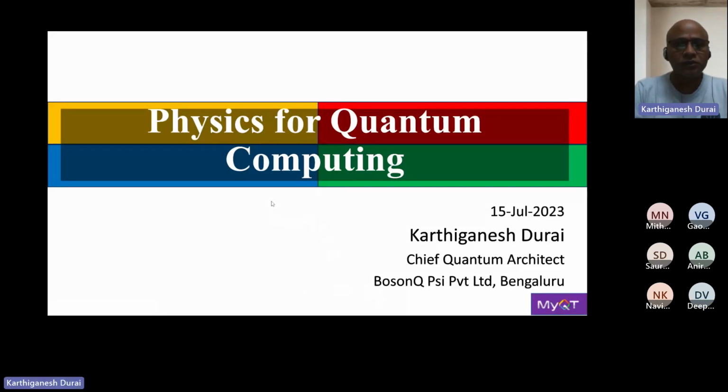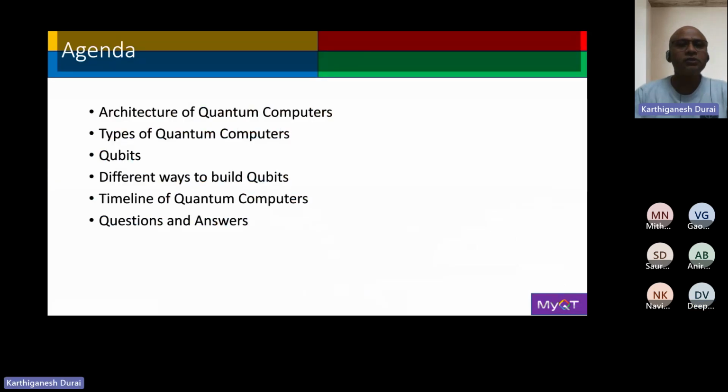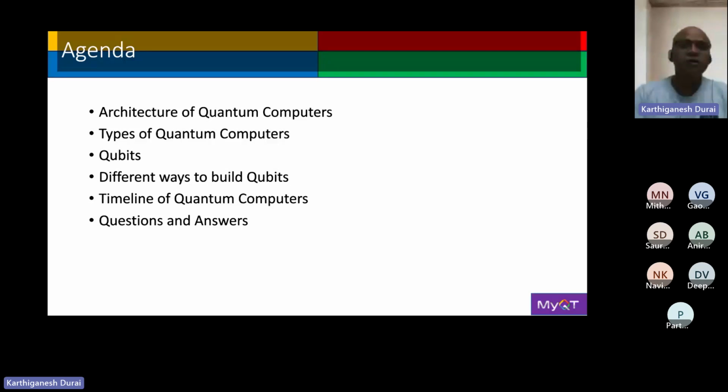So let us continue. Today's agenda includes the architecture of a quantum computer, types of quantum computers, and qubits: how qubits work, the different ways to build qubits, and a timeline of quantum computers. Then we are allocating more time for questions and answers. This session is planned for people who are interested to know how a quantum computer works. If any of you have questions you are struggling to find answers to, feel free to ask in this forum because we have sufficient time to answer most of the questions.